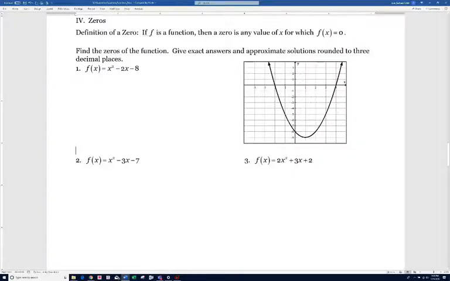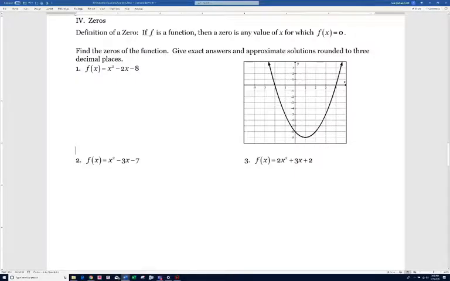And then the second technique we learned was the square root method. And then the third one was completing the square, and then finally we used the quadratic formula. So in this section, as we're finding zeros, these are all quadratic equations, and we can use any of those techniques. We're actually only going to need two of them. So let's go ahead and get started here.